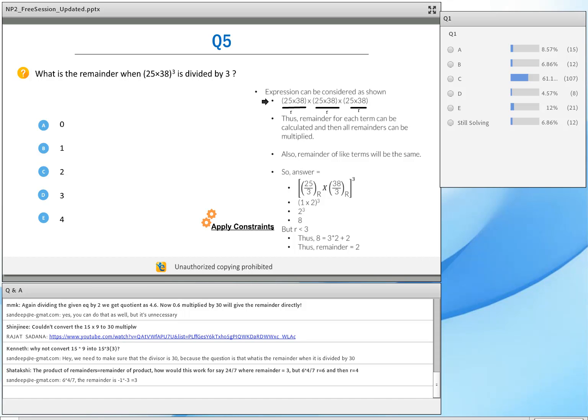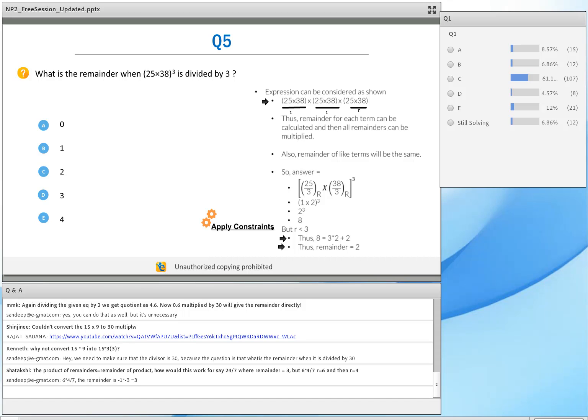So we get the remainder of 25 by 3 and 38 by 3. We get 1 times 2, and then we cube this. 1 times 2 cubed is 2 cubed, which gives you 8. But you have this constraint, which is that the remainder has to be less than 3. So we express 8 in terms of 3 times 2 plus 2. And you get the remainder as 2. 61% of you got it right, which is really, really good.